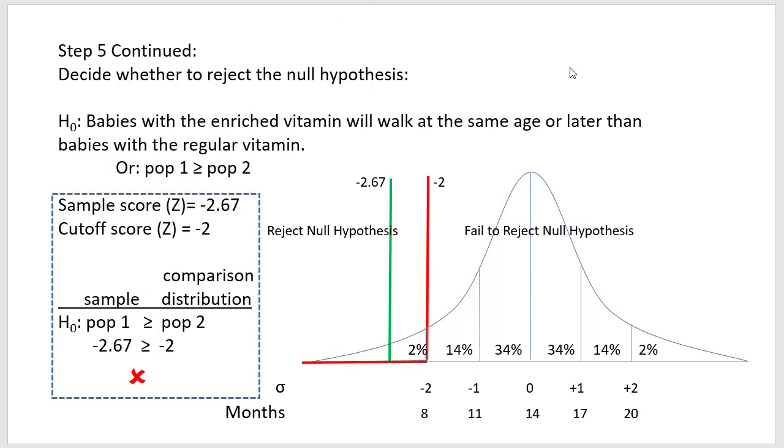That should say regular vitamin. Oh, I paused it real quick. It looks like I'm off the hook. I don't think that I made that mistake anywhere else. If I did, please forgive me. It should be the enriched vitamin babies walk at the same age or later than the babies with the regular vitamin. So if I made that mistake earlier, forgive me.